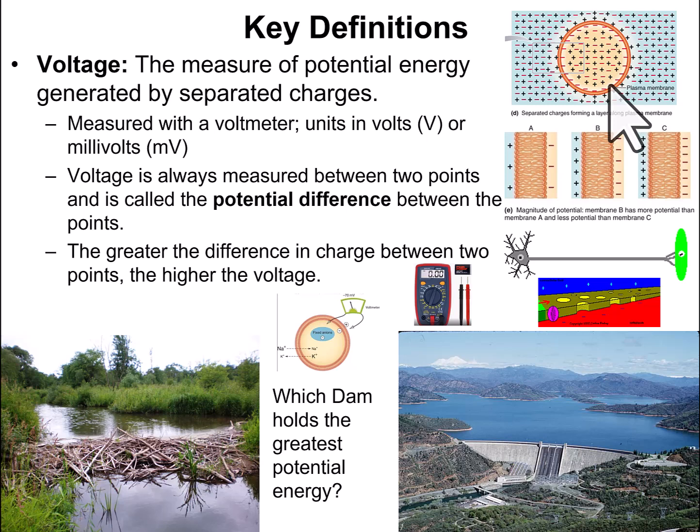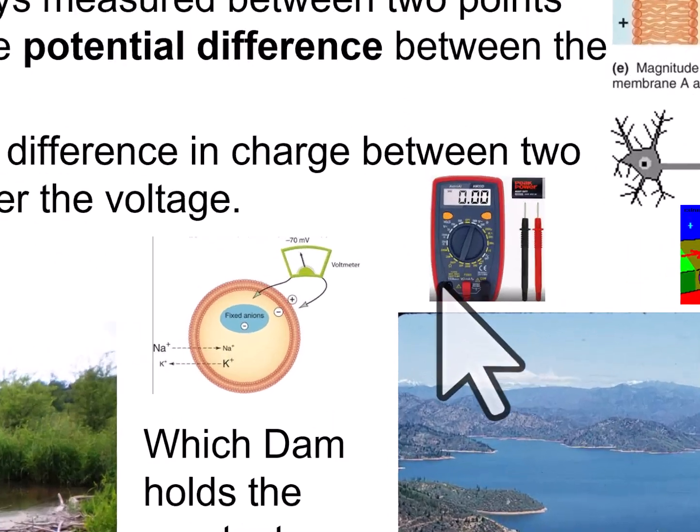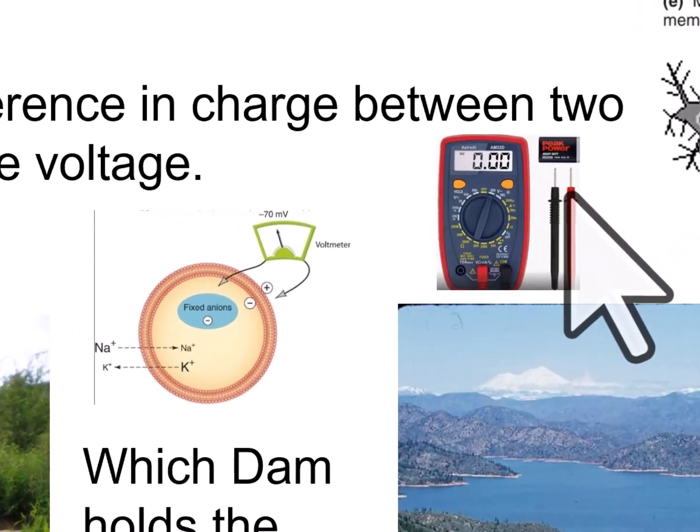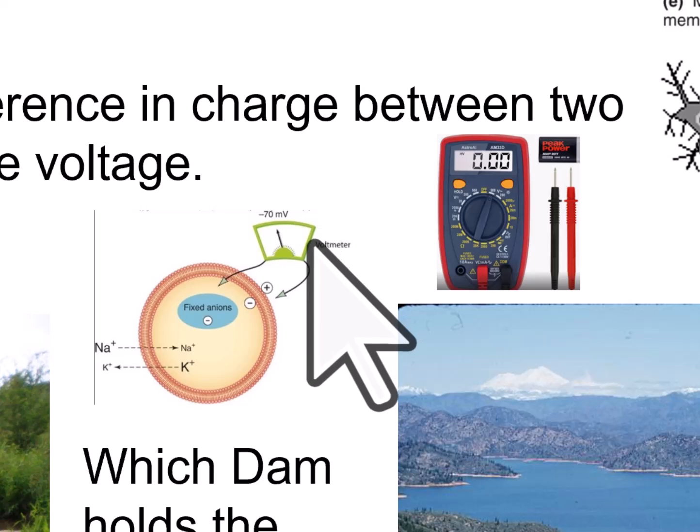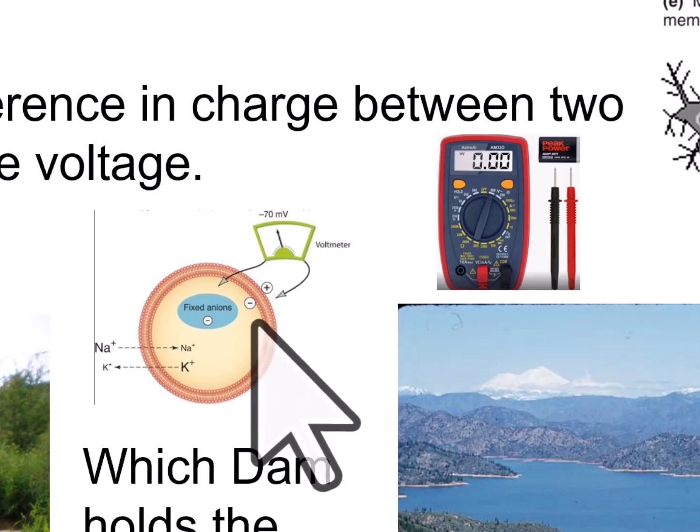We measure the change in voltage with a voltmeter. The units are in volts, but for neurons and muscle cells or cells of the body, you're going to measure in millivolts. A very small amount of voltage difference. Voltage is measured between 2 points and is called the potential difference between the 2 points. So if you take a voltmeter, for example, and I have the two probes here outside of the cell, it's going to read 0 millivolts. And if I put the two probes inside of the cell, it will read 0 millivolts.